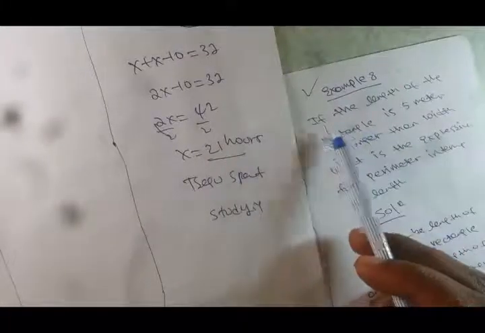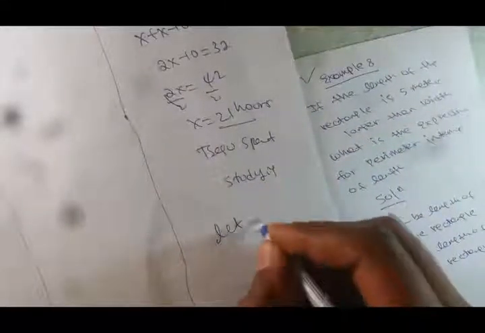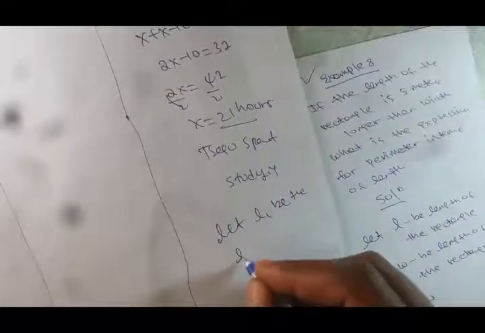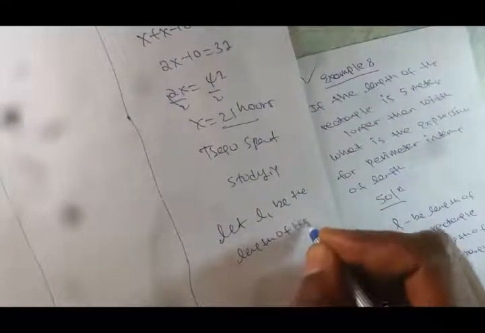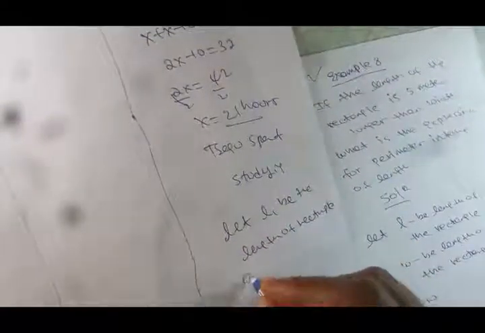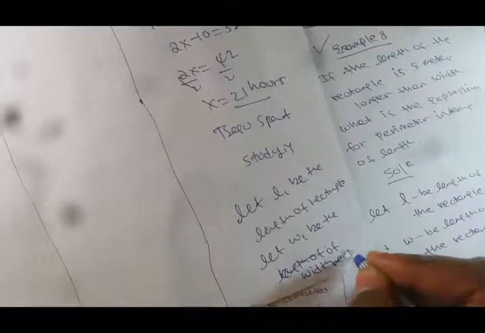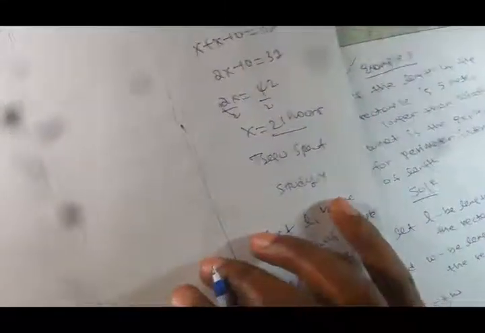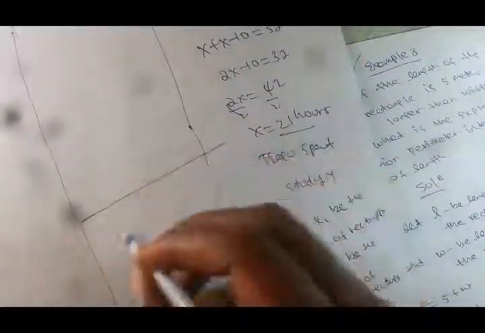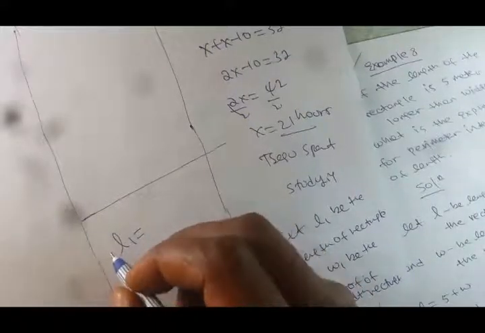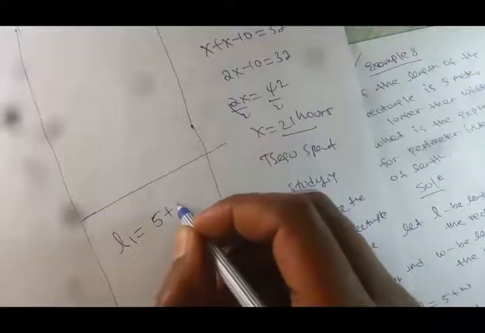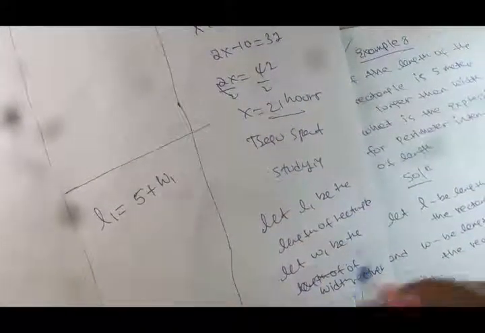Example 8 states that the length of a rectangle is 5 meters longer than its width. Let L1 be the length of the rectangle, and let W1 be the width of the rectangle. It was given that the length L1 is 5 meters longer than the width. The width is W1, because we assume W1 is the width of the rectangle.